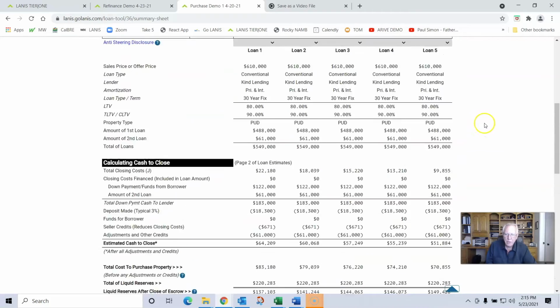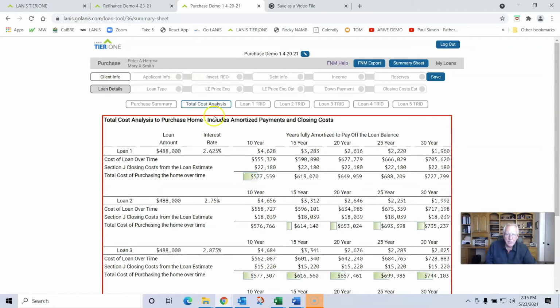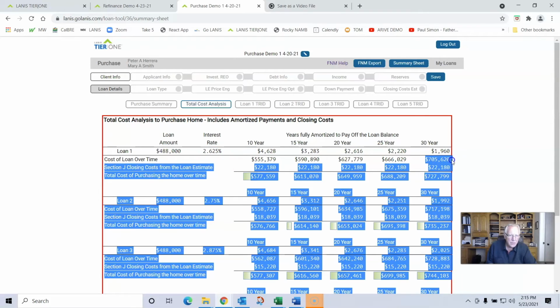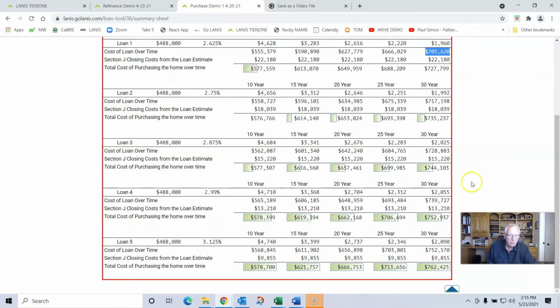Now, the other thing that we wanted to show you here is the total cost analysis. So when you look at it, somebody said, wow, your rates are like crazy high, and we're buying down the rate, and I don't want to pay all those closing costs. Well, here we're at 2.625%. We have the total cost over 360 months of the principal and interest that you've paid, plus your closing costs, is $727,799.